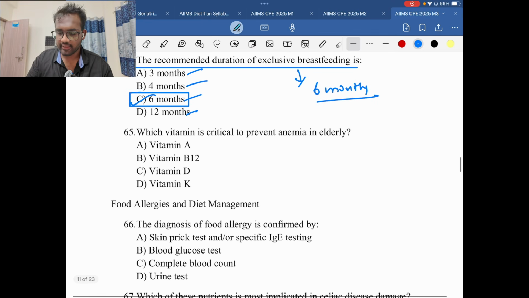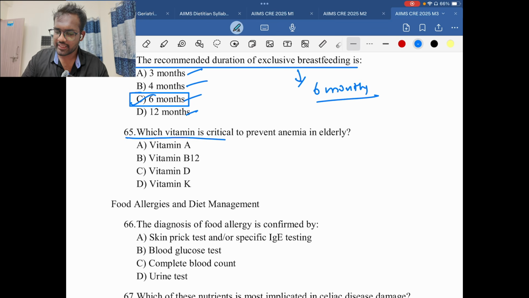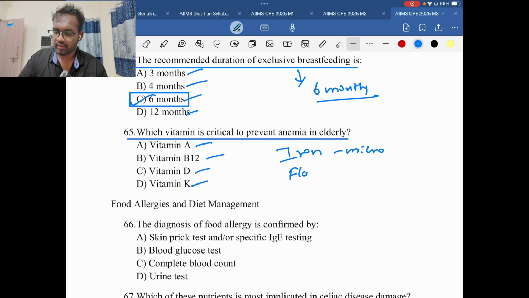Question number 65. Which vitamin is critical to prevent anemia in elderly? Vitamin A, vitamin B12, vitamin D, vitamin K. There are multiple types of anemia which I have explained, but right now I will go briefly. If there is iron deficiency anemia, it is called microcytic anemia. If there is a deficiency of folate, it is called macrocytic anemia.